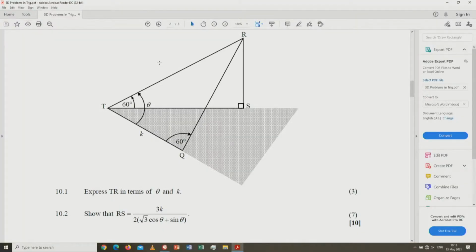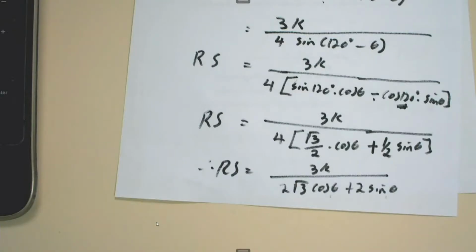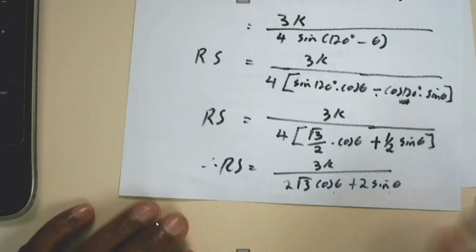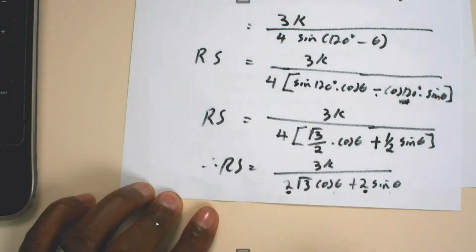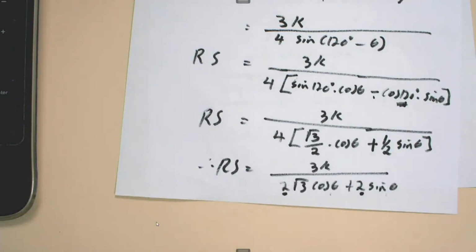Show that RS is equal to 3k. If you take out 2 as a common factor from the previous one, it's got 2 into the square root of 3 cos theta plus sine theta. That will be the final step, and normally it is the step that is already given in the question paper. We need to prove it. So here it is. Hence I said you need to take out 2 as a common factor in the denominator, then you will have exactly the statement that you were required to prove.